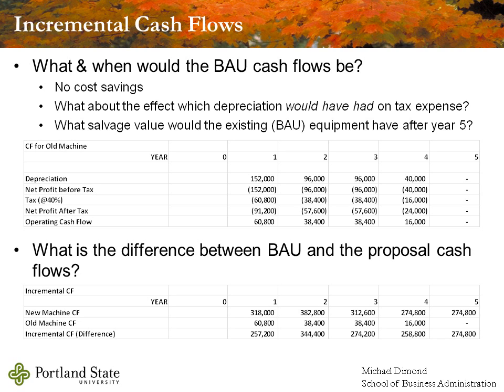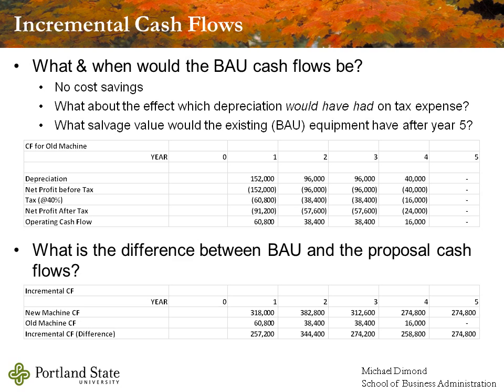In the fifth year, the piece of equipment is fully depreciated, and so there is no depreciation expense. Therefore, there's no loss, no tax implications, and no incremental operating cash flow that we'd have to think about. To figure out the incremental cash flow, what we're going to do is take the relevant cash flow for the new machine and the relevant cash flow from the old machine and simply subtract the two. That's the table towards the bottom of the screen.